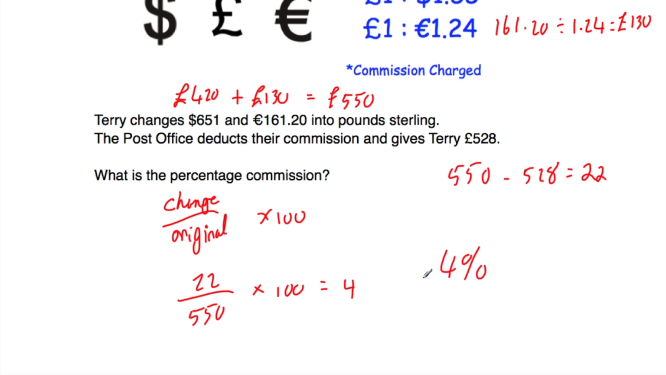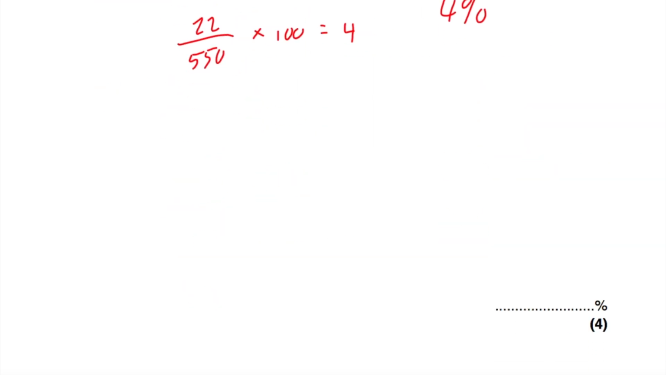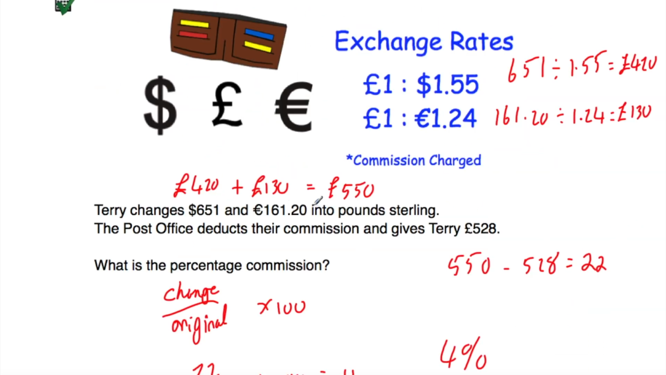So that means the rate of commission is 4%, and that's it. So 4%. In terms of this question, just to recap what we've done, we took the number of dollars that he had and changed it into pounds using the exchange rate to see how many he should have received, and likewise for the euros.